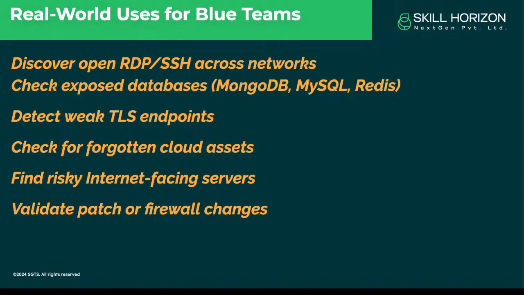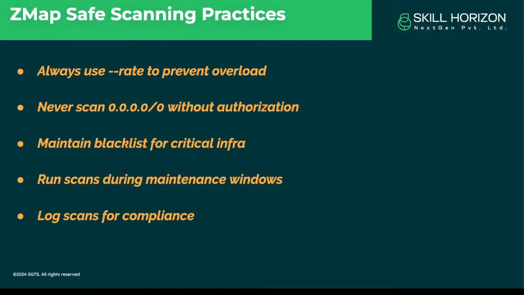This is the case of real world use cases for blue teams. So we can detect many things. We can detect TLS endpoints, check for cloud assets, find some internet facing servers, can find exposed databases, right? And these are some safe scanning practices.